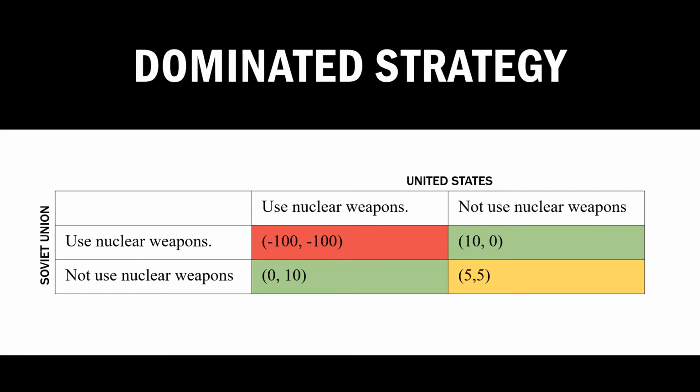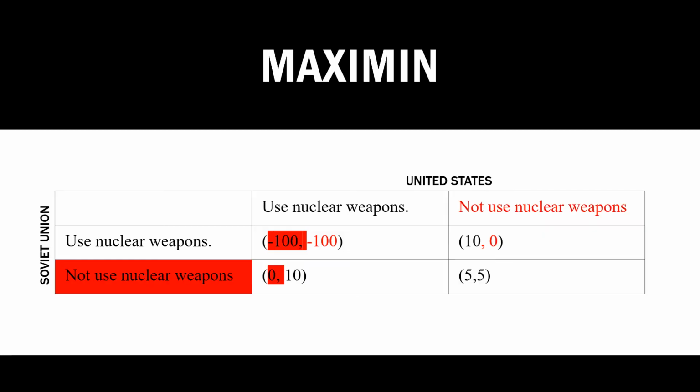On the other hand, the cell highlighted in red is the strategy that produces the least amount of payoff and that none of the players have chosen. That is why we call it the dominated strategy. Next, we're going to calculate the max-min, which is when players use the strategy that maximises their own minimum payoff.